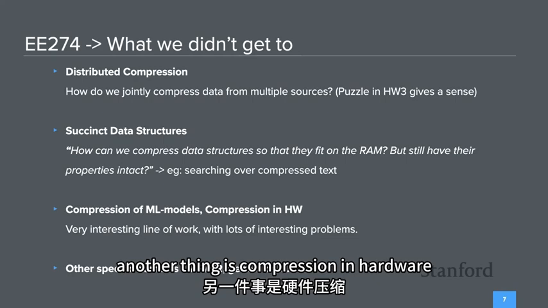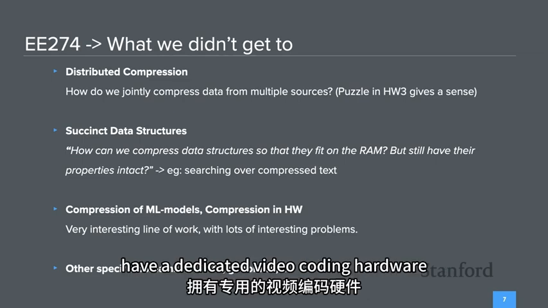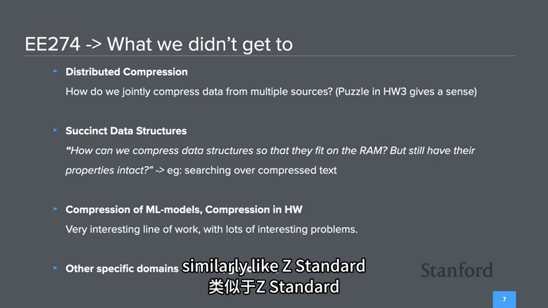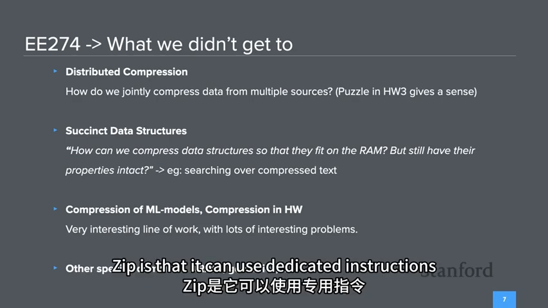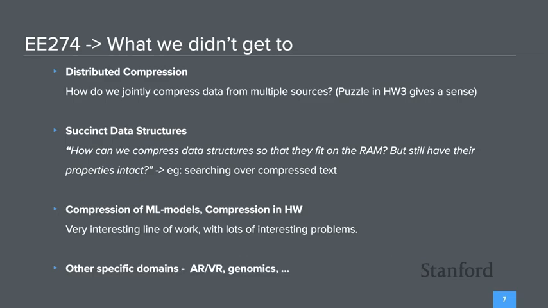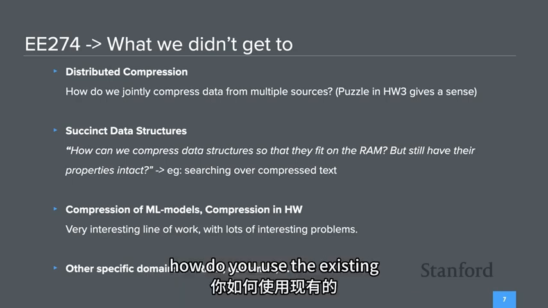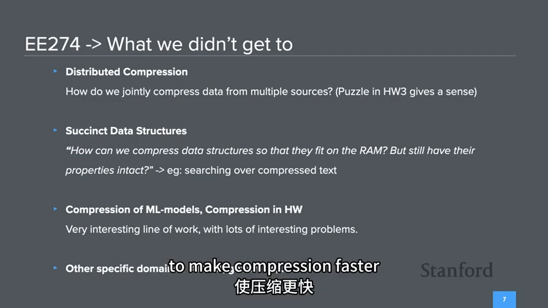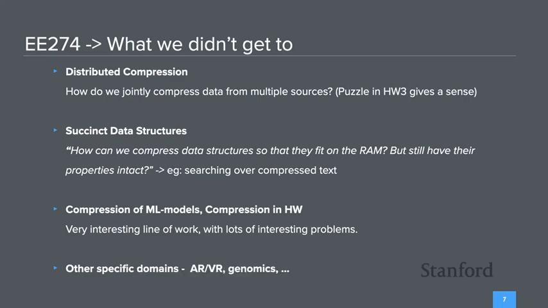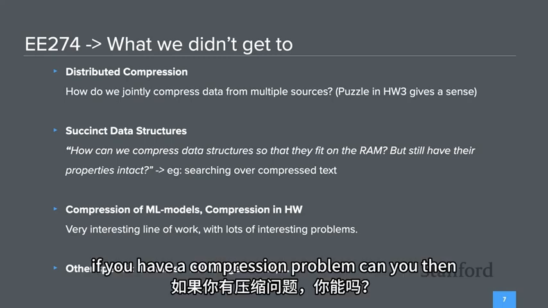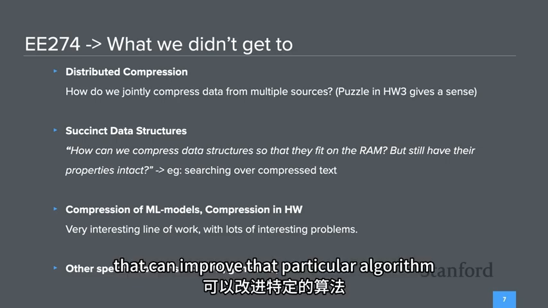Another thing is compression in hardware. So we saw today that the Apple chips, for example, or most of these processors have dedicated video coding hardware. Similarly, one of the reasons Zstandard is so much faster than gzip is that it can use dedicated instructions. It can use special SIMD instructions. So that's a big field basically. How do you use the existing instructions on your processor to make compression faster? We have some projects which are doing compression on a GPU, for example. And the corresponding thing is, if you have a compression problem, can you then design specialized hardware that can improve that particular algorithm?